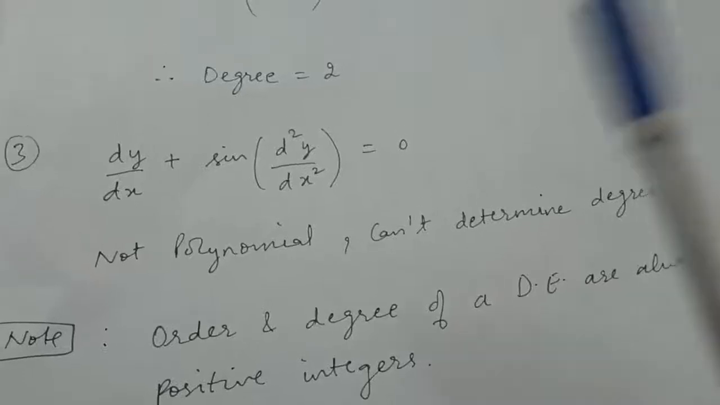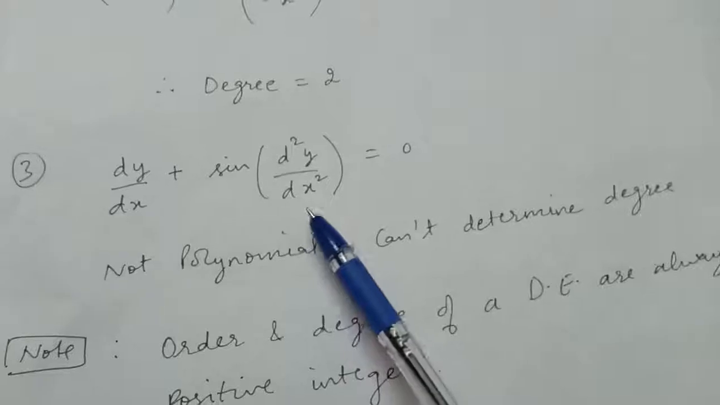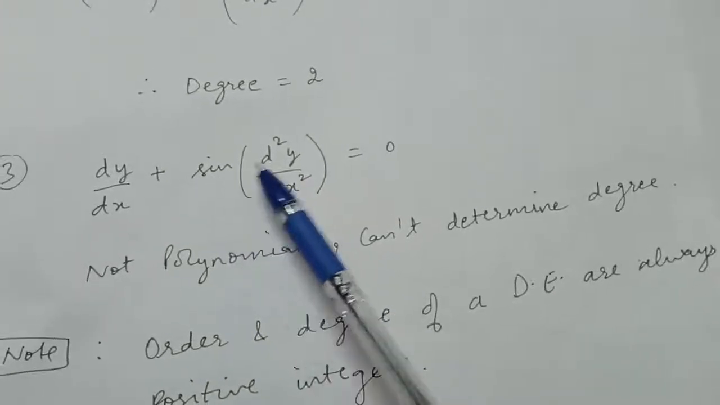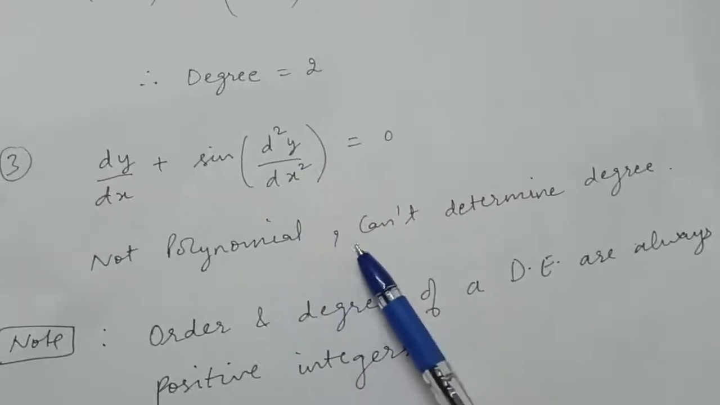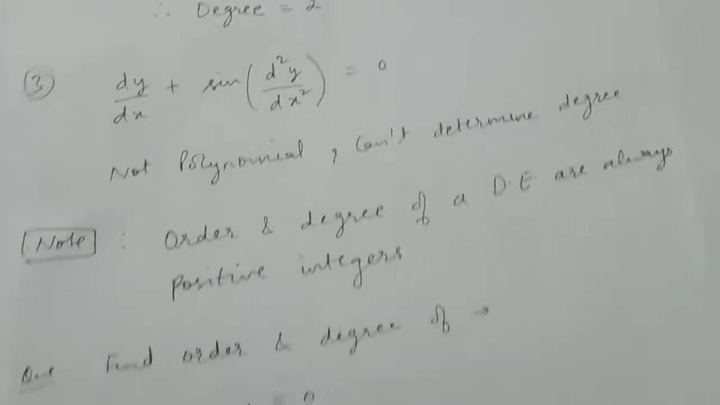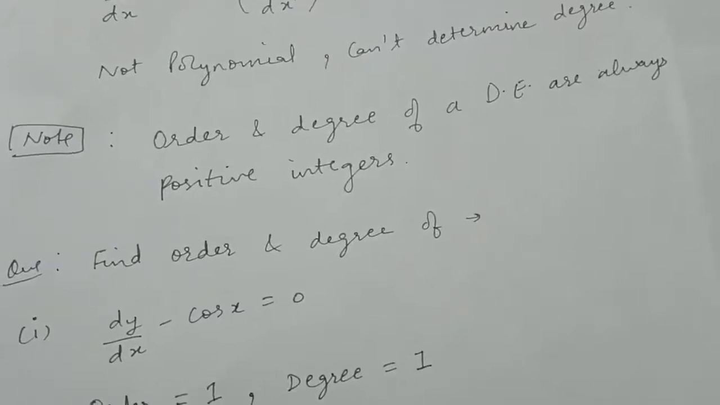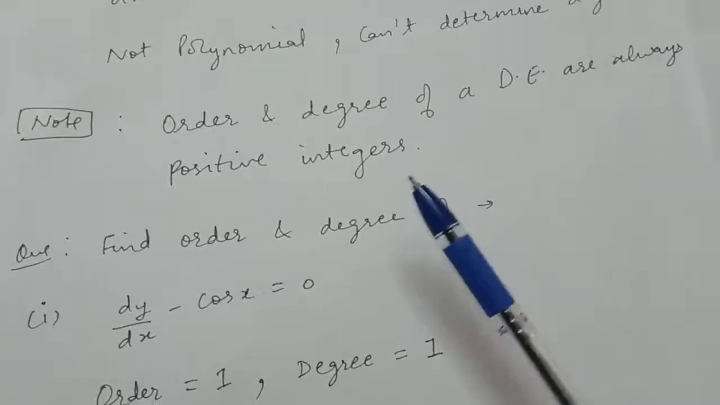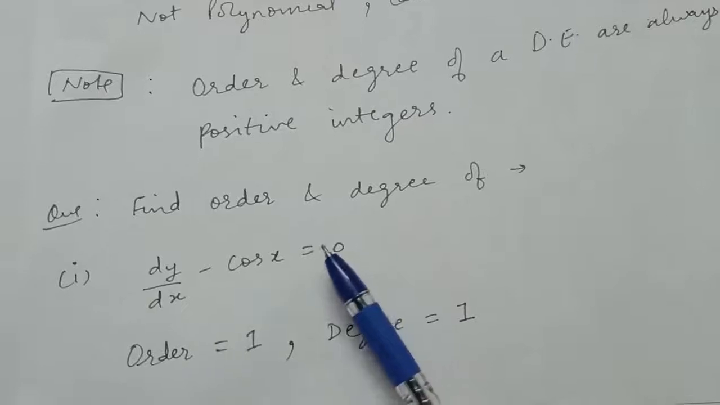Now in this third differential equation you can see this is not a polynomial in terms of derivatives, right? Because it includes the term sine of d square y upon dx square. Therefore it is not a polynomial equation. We can't determine the degree, right? So the answer will be not defined. Also note this, that order and degree of a differential equation are always positive integers, either equal to 1 or greater than that. Now the question is, find the order and degree of this.